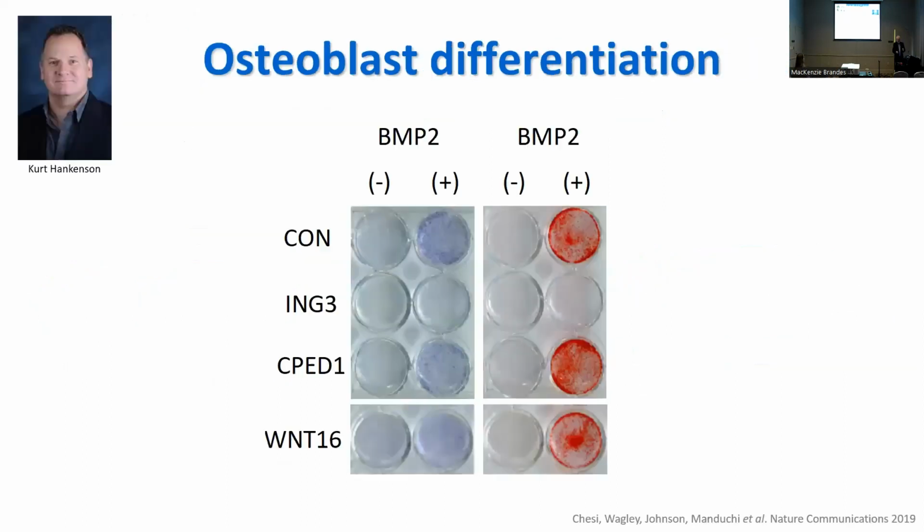Working with the University of Michigan, we found that the clear winner in our hands was ING3. It affected alkaline phosphatase production and it affected mineralization. Now, we're not ruling out CPED1 or Wnt16. God forbid, there have been so many studies done on Wnt16 in bone, so clearly it's an important bone gene. But in the context of the cell in its state, we could rule in ING3.